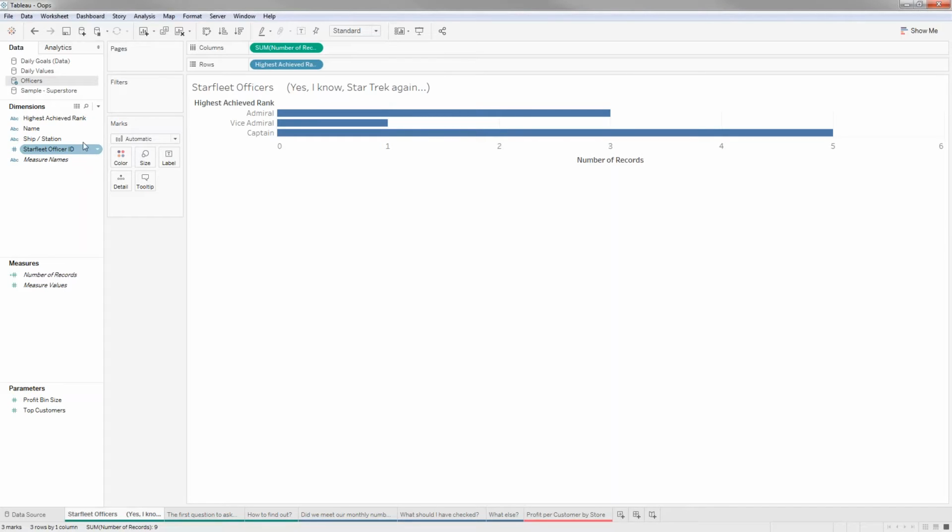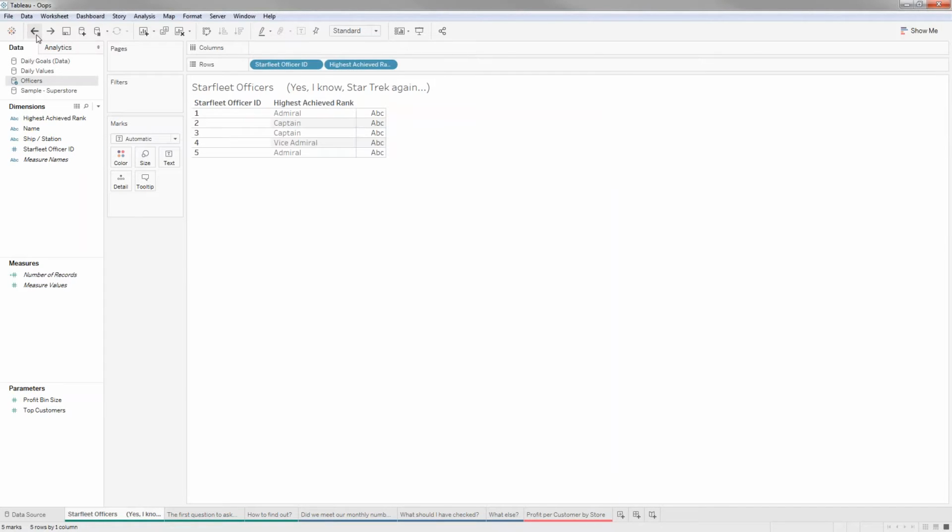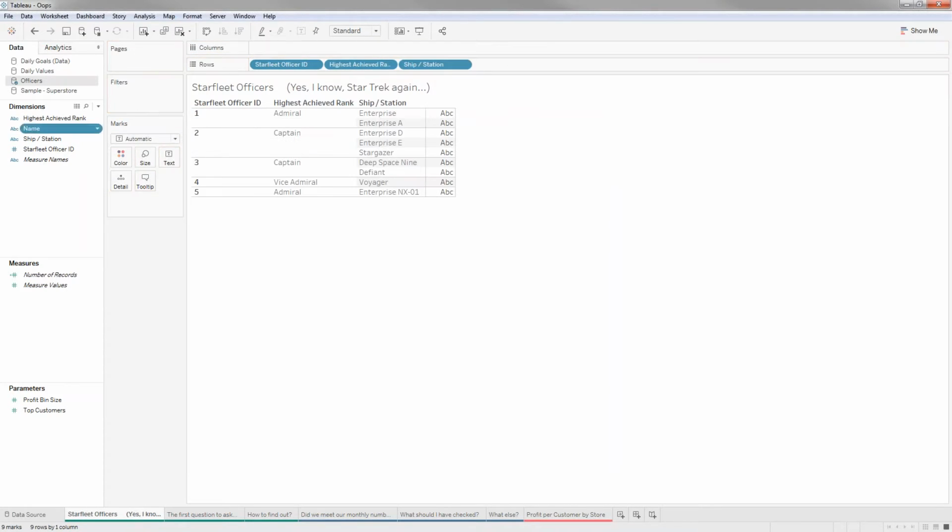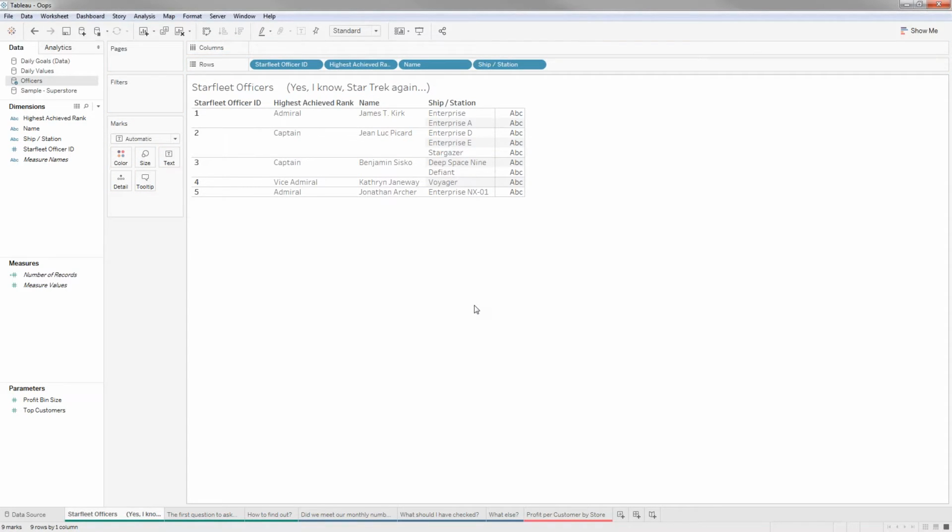Well, the reason is that I have something that I never looked at here, and that is the ship or station. And so if I look at that, I can see that some of these officers commanded more than one starship or space station. And that is giving me more records than I expected. When I saw the officer ID, my immediate assumption was, oh, that's my unique record. That identifies a unique record. But in fact, that's a bad assumption.